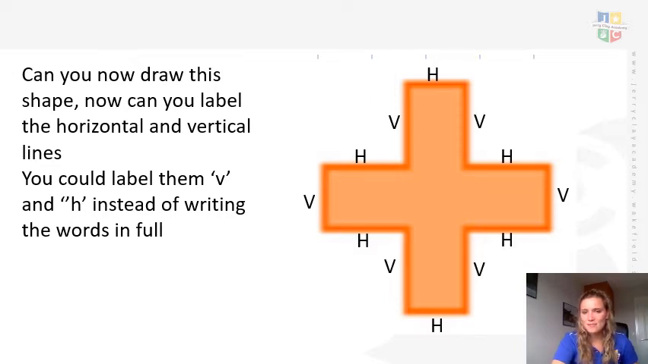So these are the answers that I've got. Now there's lots of different ones that you could have seen here. So obviously all the ones that are going down or up are the vertical ones, and all the ones going across are the horizontal ones. So well done if you have spotted all of these correctly.